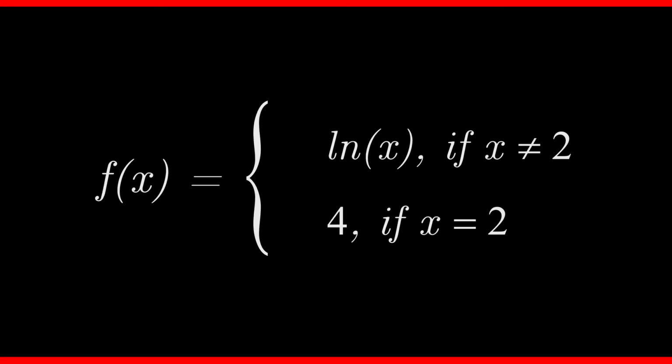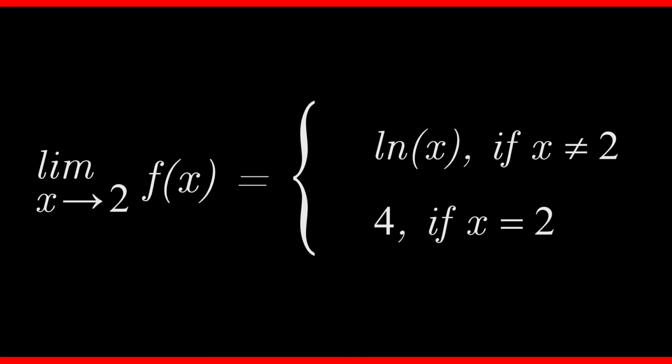Another example that shows how a limit works is this piecewise function. As you can see, the graph of the natural log of x is continuous everywhere except for where x equals 2. According to the piecewise function, it returns a value of 4 when x equals 2. So what happens when we want to find the limit as x approaches 2?